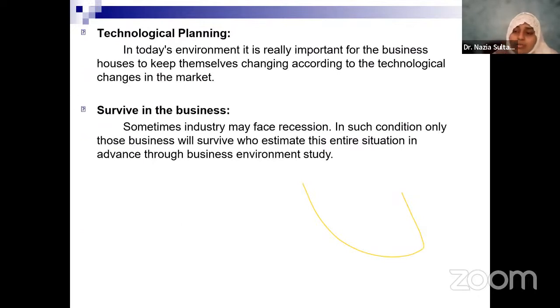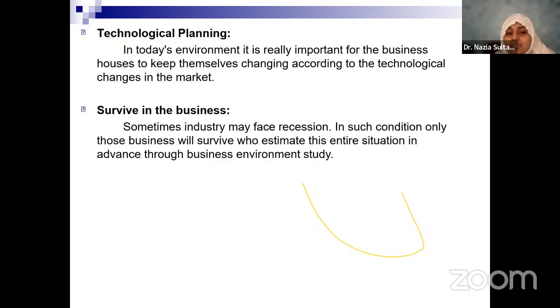Then it helps in planning for technology. See, all businesses today are driven by technology. Businesses which are not willing to embrace technology will automatically die. So companies today have to embrace technology, and that too at a very fast pace, because technology changes are much faster. So when you talk about knowing the environment, you can plan what kind of technology you have to adopt, what kind of technological changes are happening in the market, and in what way your business responds to that technology. So technological planning can also be done when you are aware of the business environment around you.